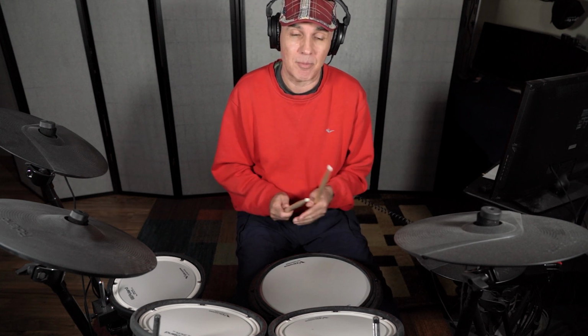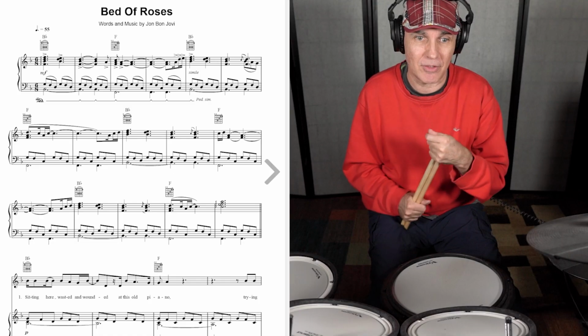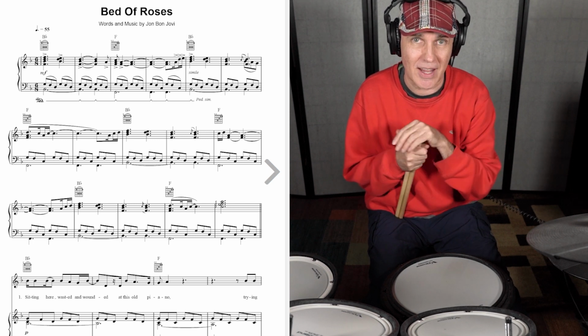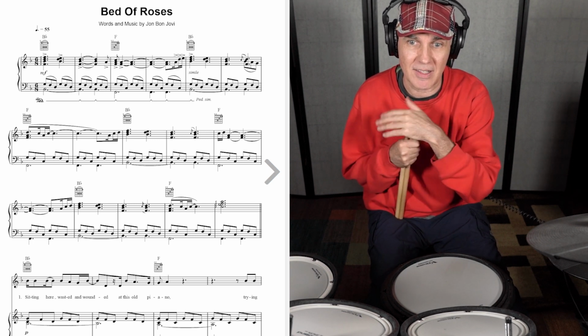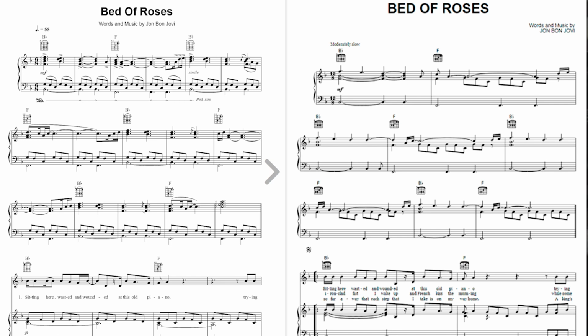Bed of Roses, Bon Jovi. That's at 160 as well, same as Breakaway by Kelly Clarkson. Right? But that is written, look at this. You can find it in 6/8 time signature. You can find it in 12/8 time signature. But it's the same feel. It's 1, 2, 3, 4, 5, 6. All right? So I don't want you to get confused on anything.